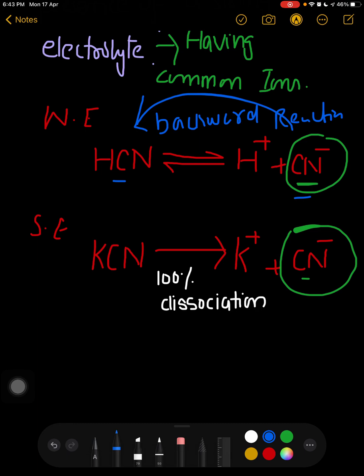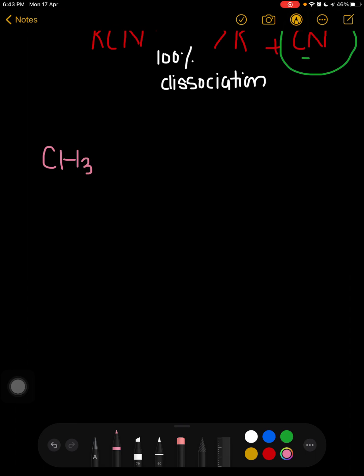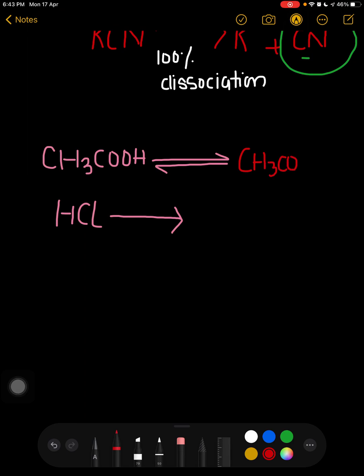Okay, let's take another example. For example, we have a weak acid, which is CH3COOH, and a strong acid, which is HCl, right? CH3COOH will dissociate into CH3COO minus plus H plus ions, right? And for HCl there will be 100% dissociation, and here it will be H plus Cl negative.